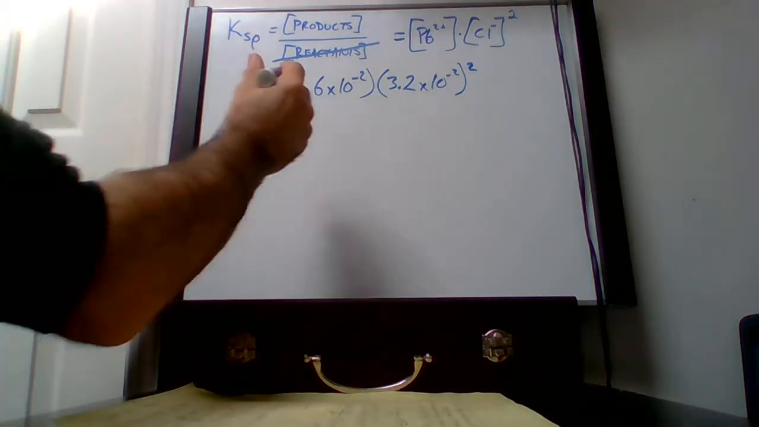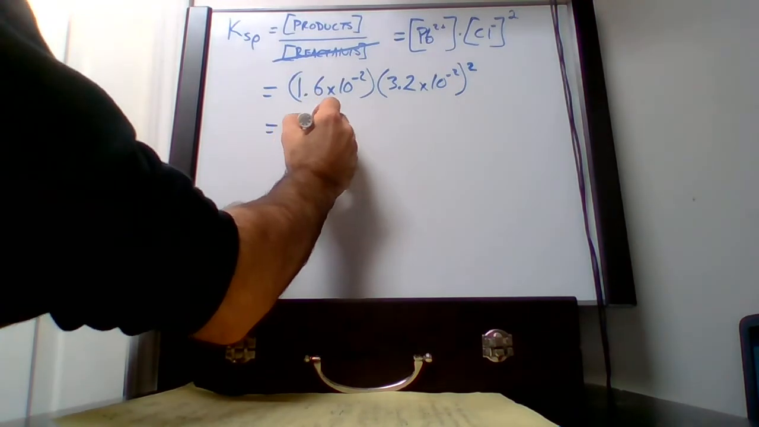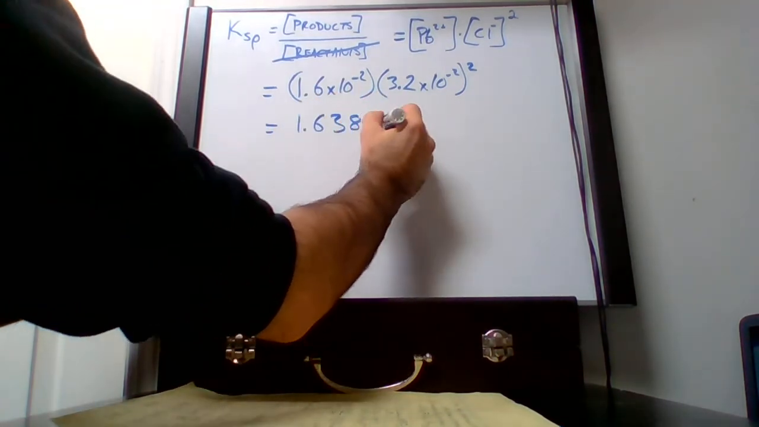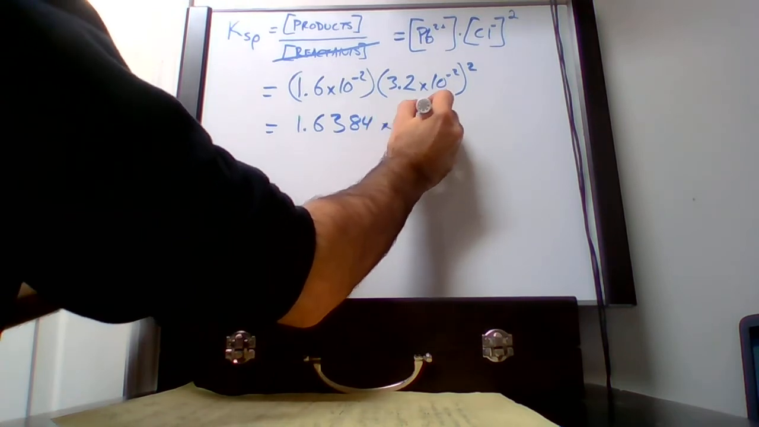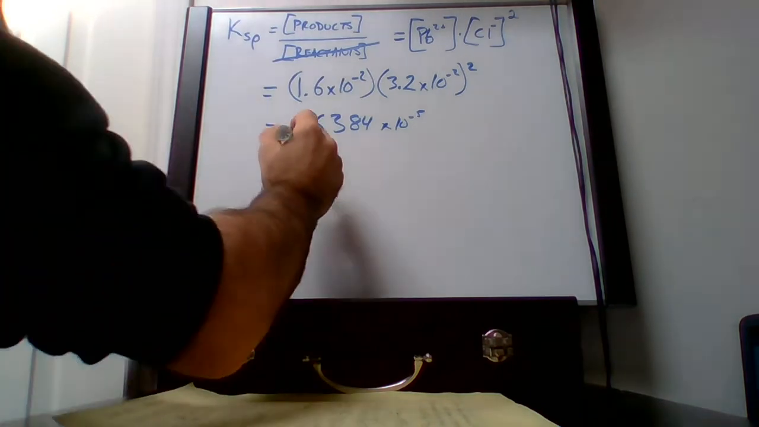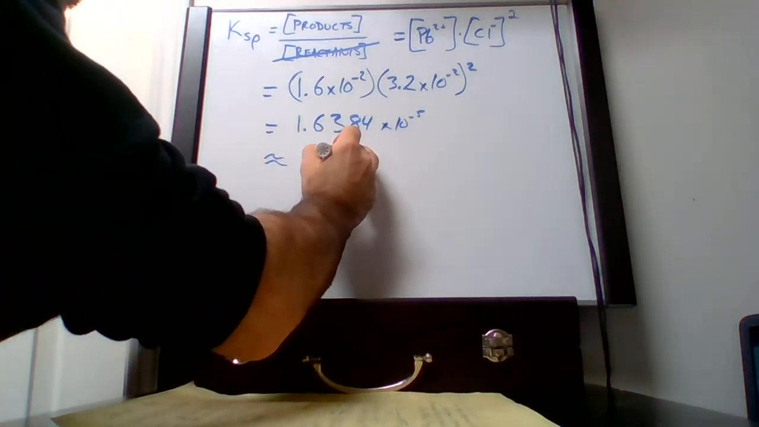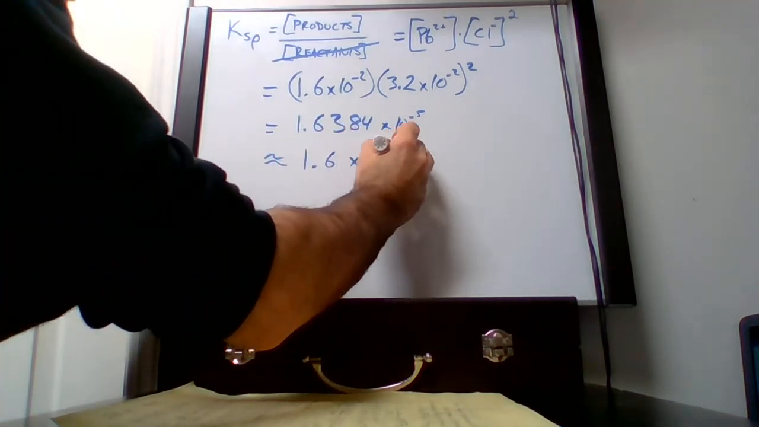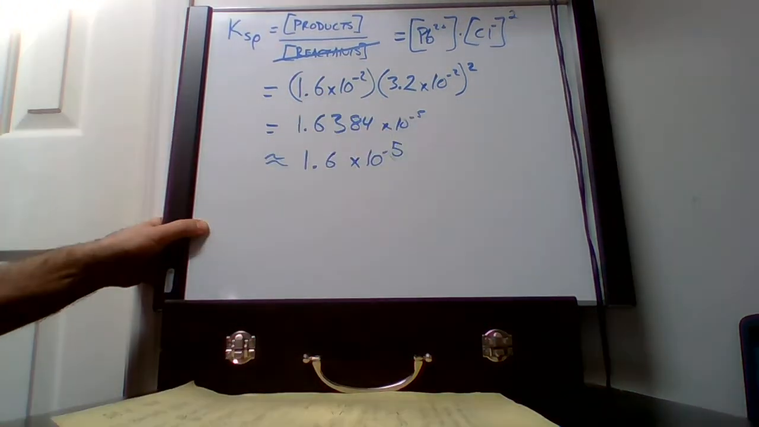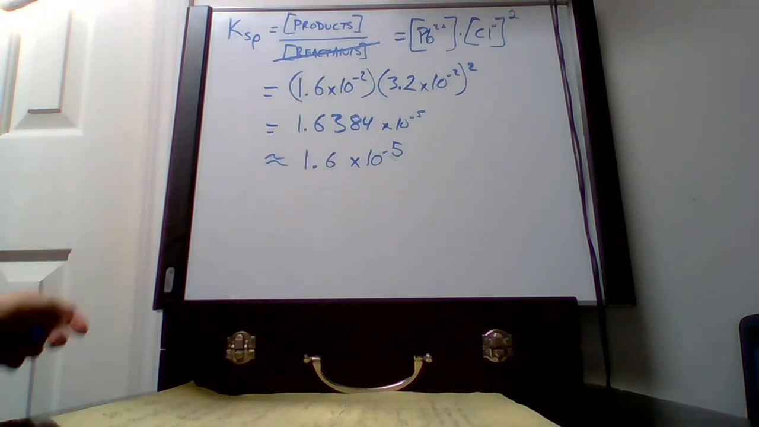So just entering these into our calculator, we get a value of 1.6384 times 10 to the negative 5. But keeping in mind that we have to pay attention to our sig figs, we are left with 1.6 times 10 to the negative 5. Okay.